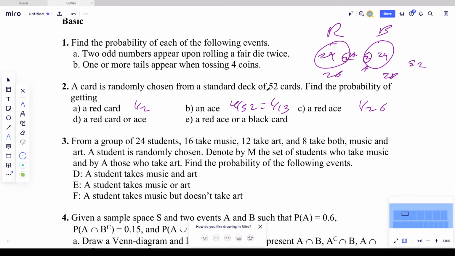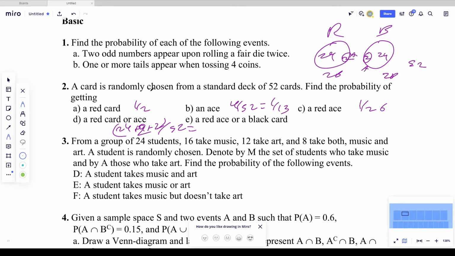A red card or an ace, this is where you need to consider intersections. A red card is all of this, so 26, or ace is 2 or 2 here, so what you can actually do is 24 plus 2 plus 2 over 52. Let me show you. 24 plus 4 plus 2, because 24 plus 2 plus 2 is satisfying the condition, over 52. I think I made a slight mistake. Yeah, 2, sorry, not 4.